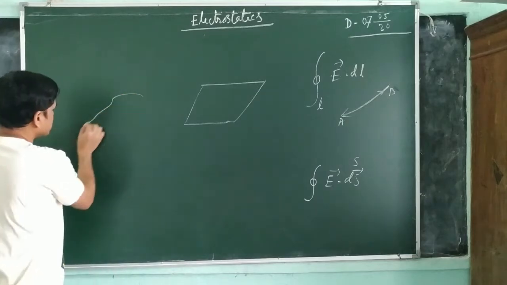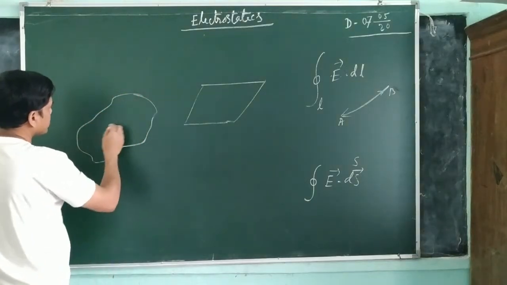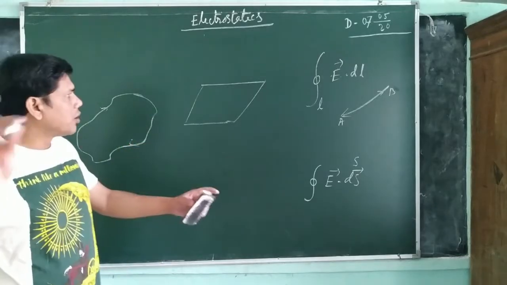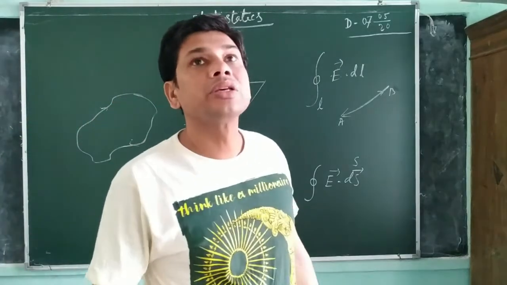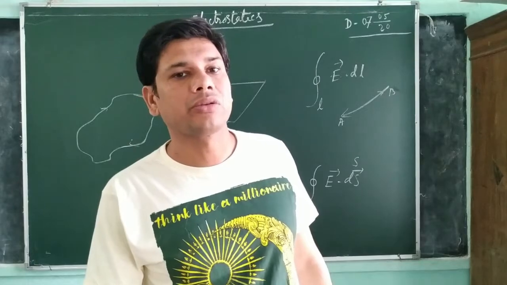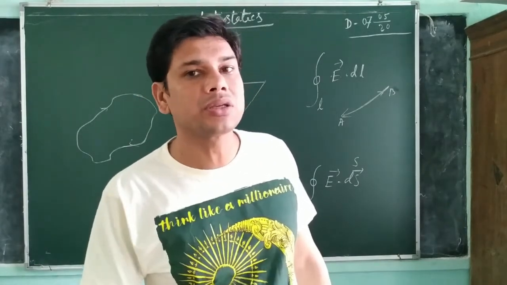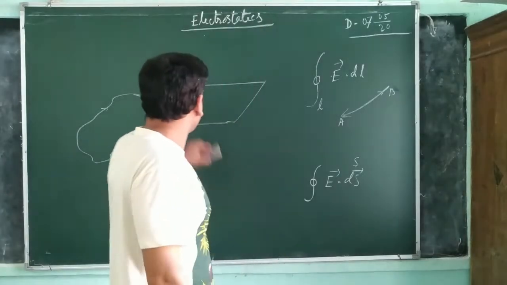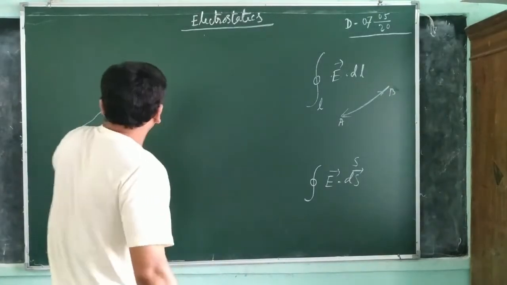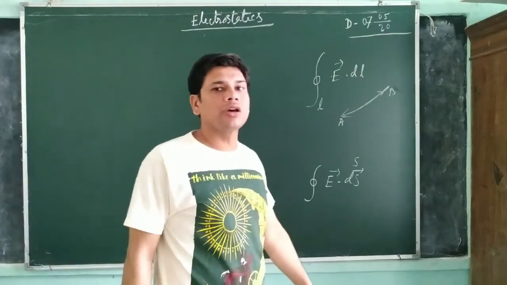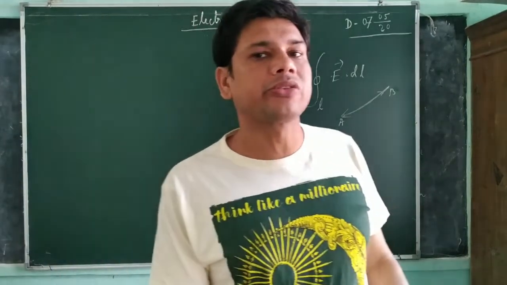If I draw like this, this is a closed surface. Just an example I can give: this room is a closed surface. But if I take a plain roof only, then it is an open surface. Now, Gauss theorem is related to closed surface, remember it.